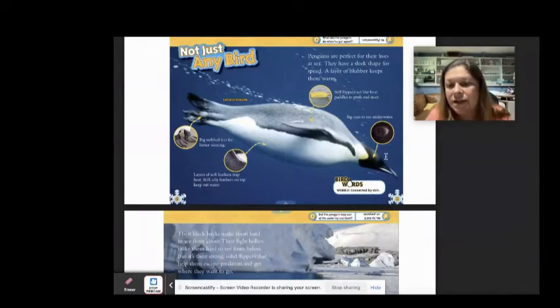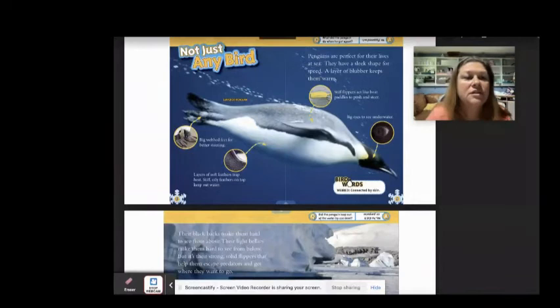Big eyes to see underwater. It's very important that they see underwater, right? Otherwise, how else will they know where they're going and if there's something in front of them? Big webbed feet for better steering. So their feet help them steer left, right, up, down, around. And layers of soft feathers trap the heat in. Stiff, oily feathers on top keep out water. So their stiff, oily feathers, they release this oil to keep them waterproof. All right, boys and girls?